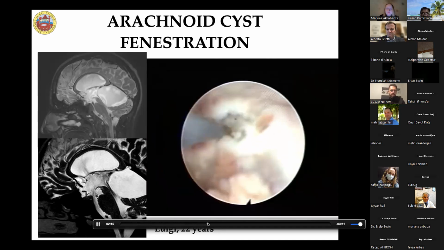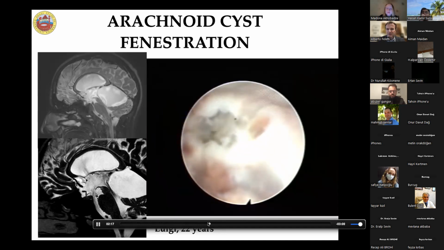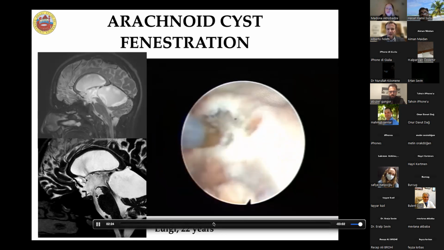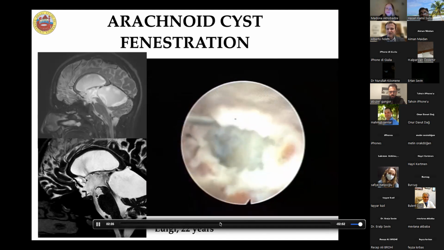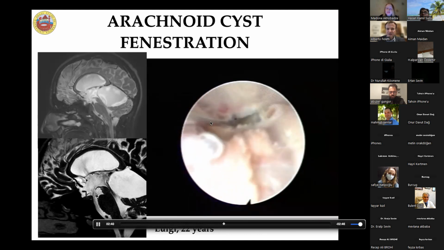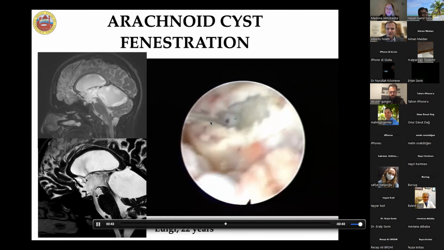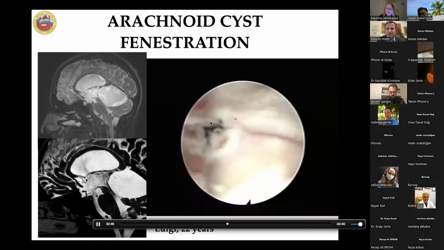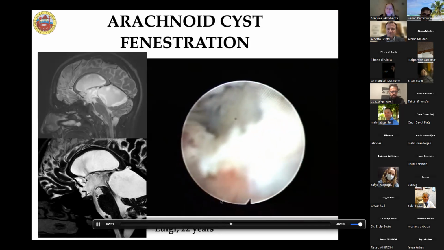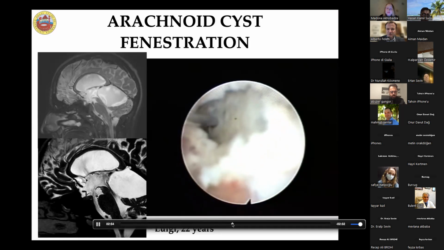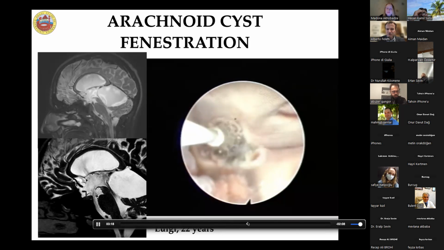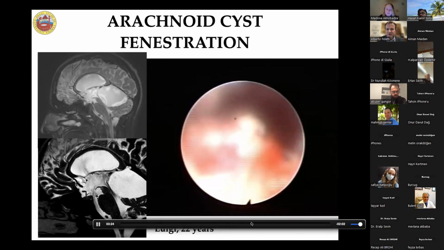This cyst was very hard. As you can see, I tried to poke it, but I was not able to perforate it. So I had to spend a long time doing several coagulations. At the end, I was so desperate that I used the stylet of a Fogarty balloon just to poke this very, very hard membrane. I was able to make it weaker with several small holes, and at the end, I was able to enter with a balloon and enlarge this fenestration.